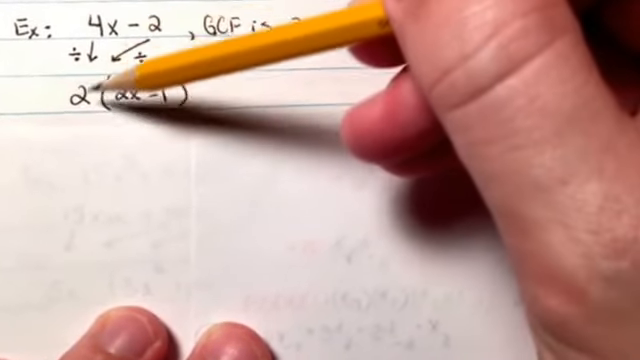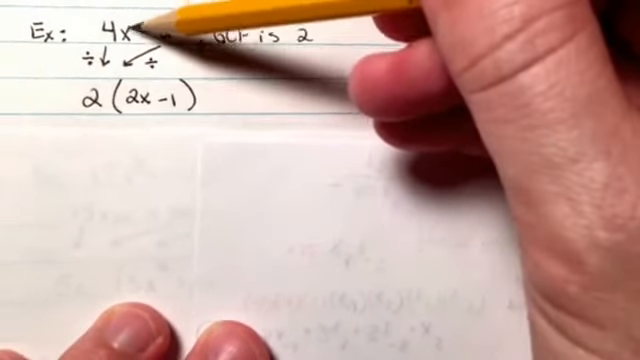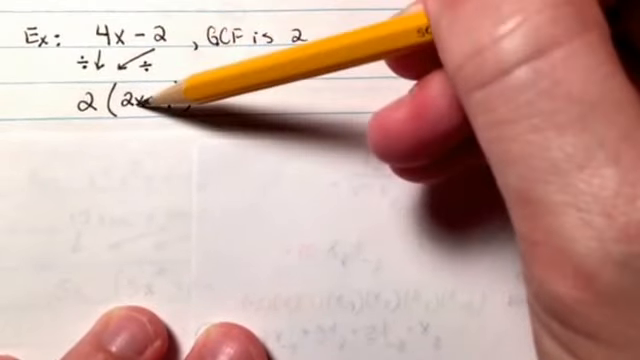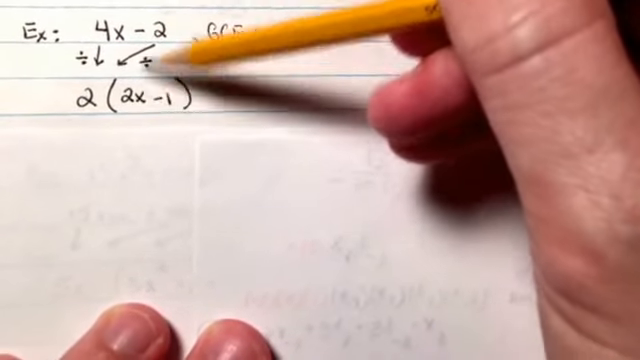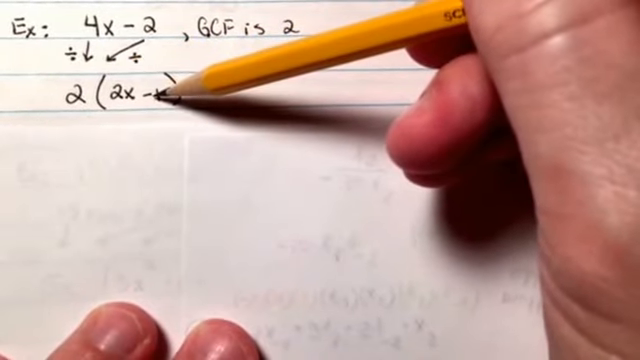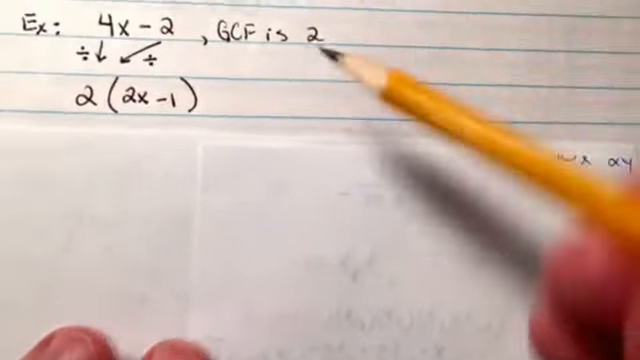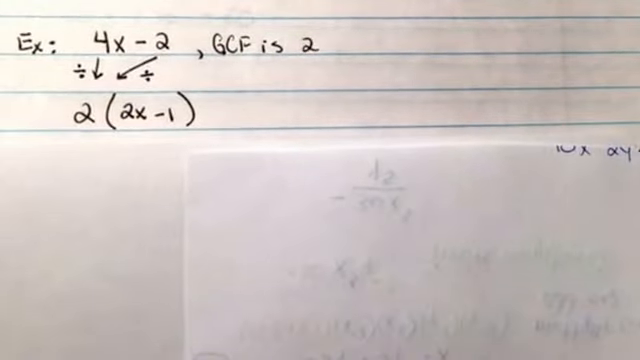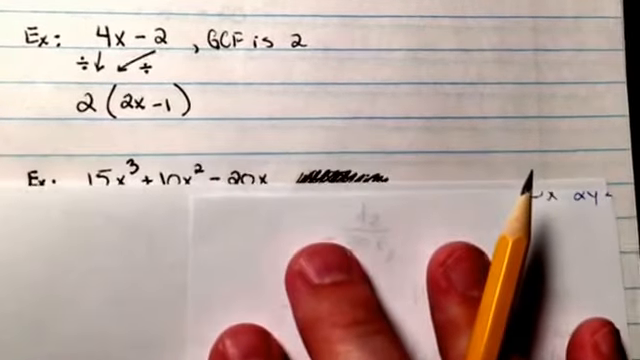The x, there's not another x right here. We're not subtracting the exponents, so we simply drop that inside. Then we have the negative 2 divided by 2. That's negative 1. We've pulled out the GCF. We've created our remainder. You are finished. Next example.